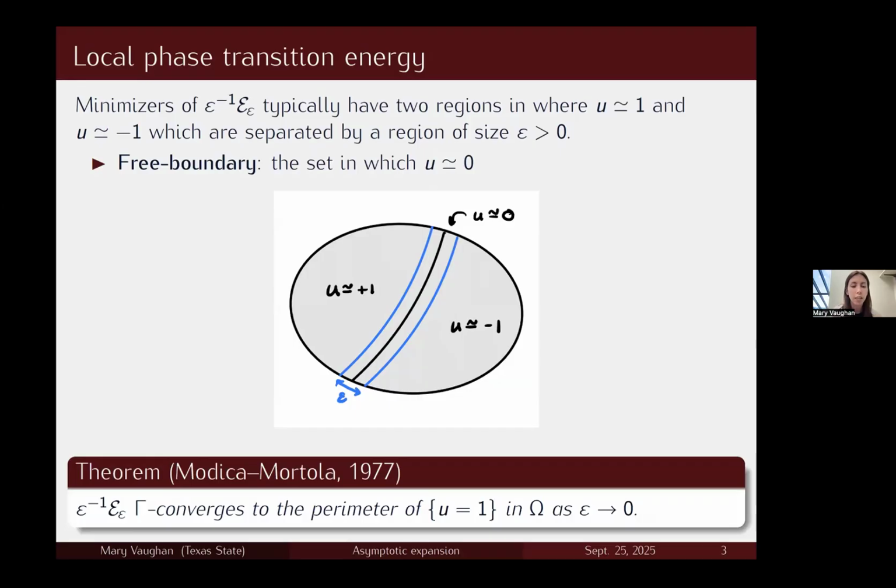Famously, Modica and Mortola showed that as epsilon goes to 0, that energy divided by epsilon gamma converges to the perimeter of the set where U is equal to 1 in omega. Gamma convergence is the type of convergence I'm going to be talking about for the entire talk.